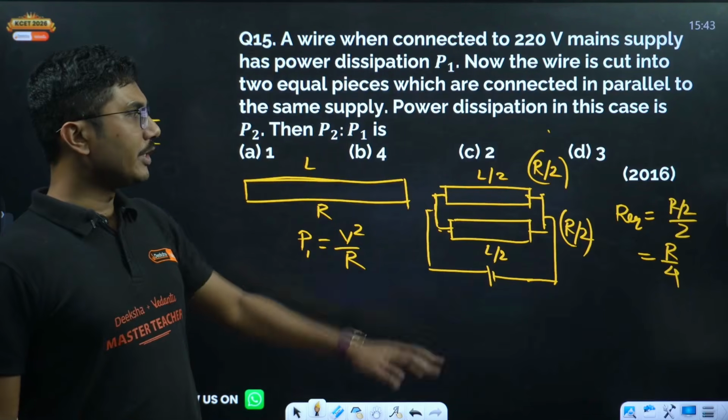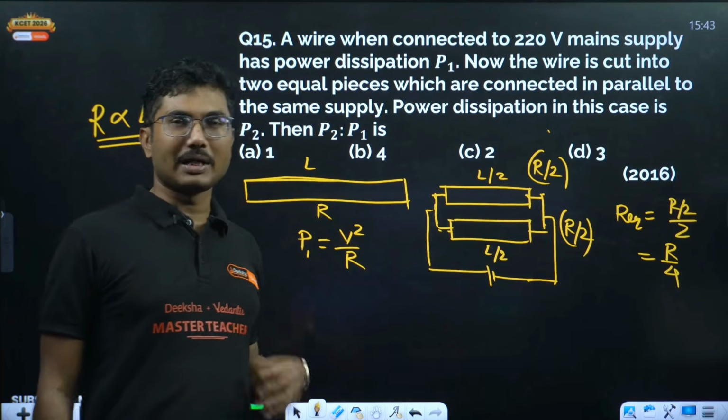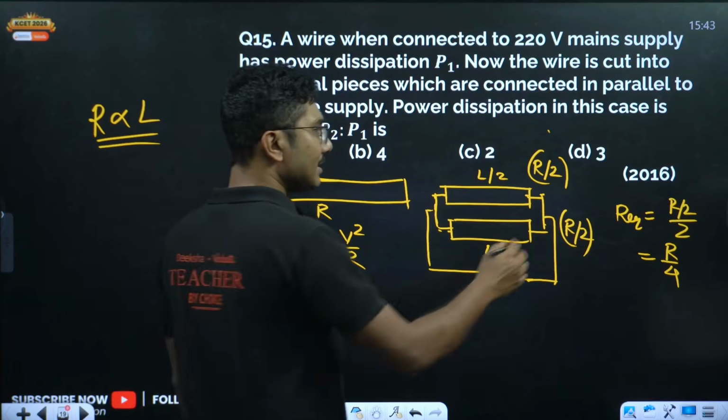You don't need to calculate R by 2 into R by 2 divided by R by 2 plus R by 2. You don't need to do that, if you know this. So that means the equivalent resistance is now R by 4.